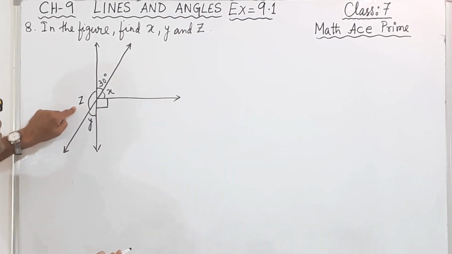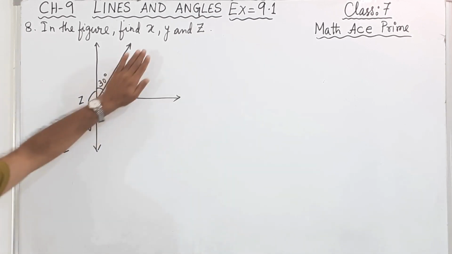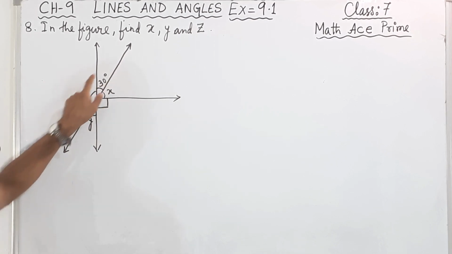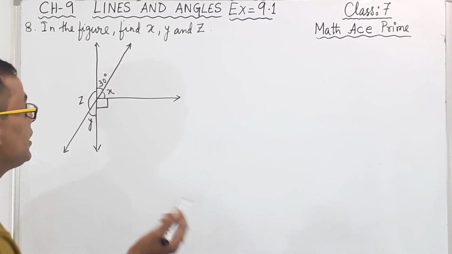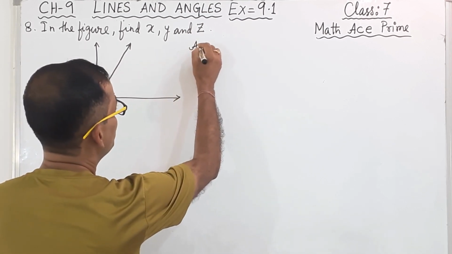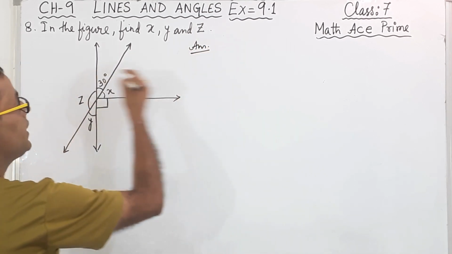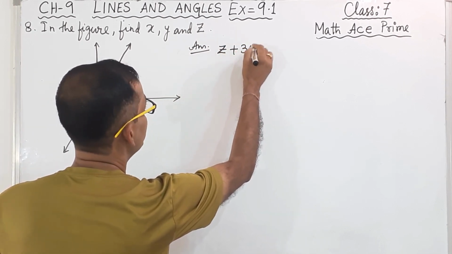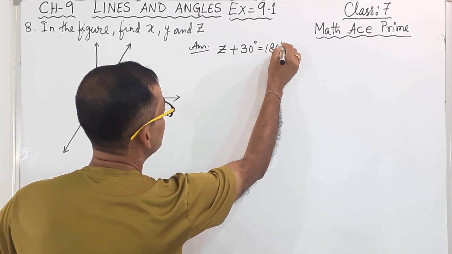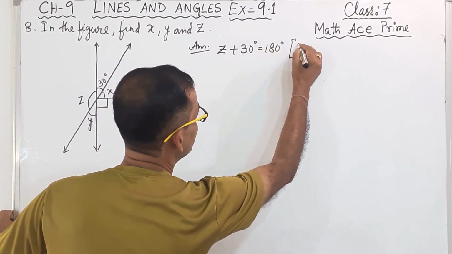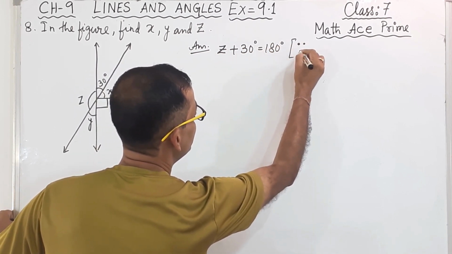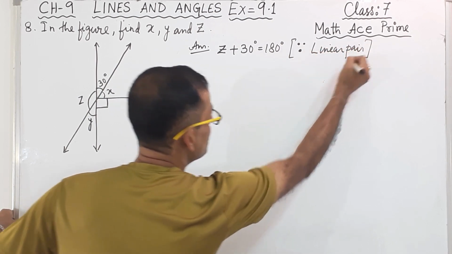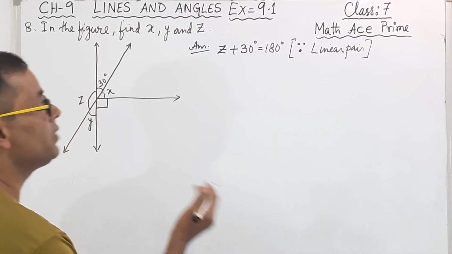Okay, let me find out z first. Why? Because you covered this one. So you can see z plus 30, this angle and this angle together, it is a linear pair. So what can I write if I want to write the answer here? So z plus 30 degree equal to 180 degree. Why? I can write here, since linear pair. Okay, so you can see I am using the concept of linear pair.